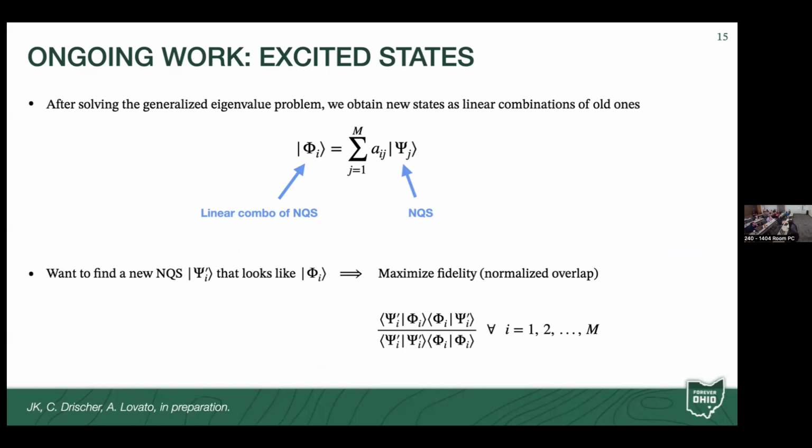The way we do this in practice is by maximizing the fidelity. This is like a normalized overlap. It's a value between 0 and 1. In practice, I actually maximize the log of this, and I think it helps when the initial overlap is very, very small. But at the end of the day, we maximize this fidelity. We try to find a single neural quantum state that looks like this linear combination of neural quantum states.